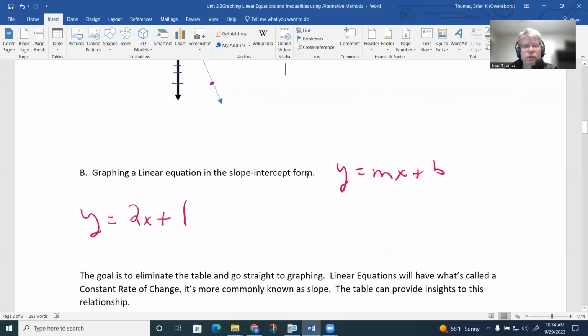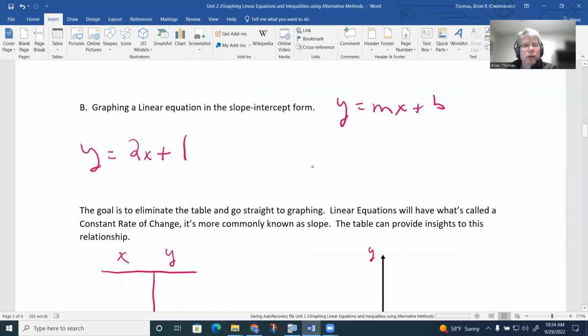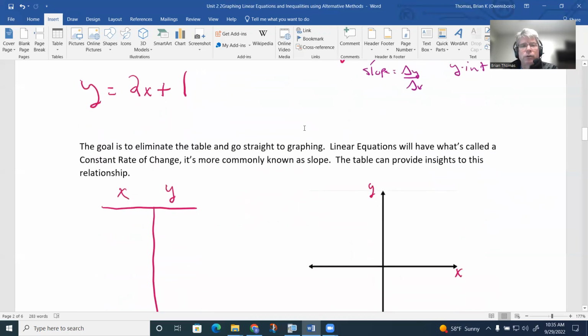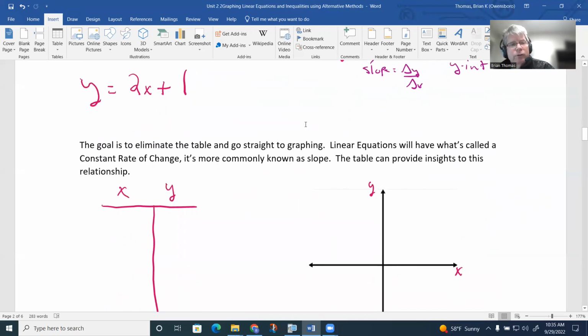So if I look at this next equation, what we're seeing is in algebra, if the equation is linear and it's solved for y, the coefficient of x, the number in front of the x, is called the slope, which is going to define the change in y over the change in x. And the constant out here is going to define the y-intercept. So what I can do in this problem, if I want to graph y equals 2x plus 1, I can make a table, but our goal is to actually go from equation to graph. So really, our goal is to ultimately get away from the table.